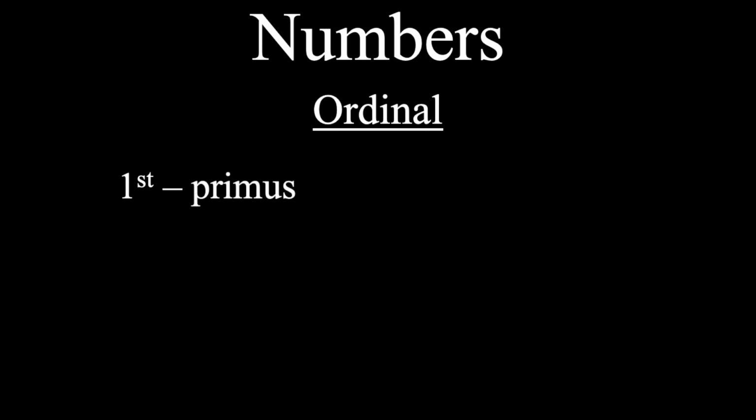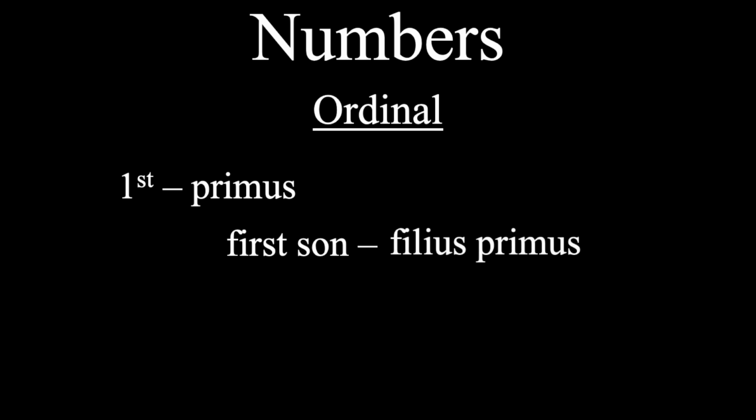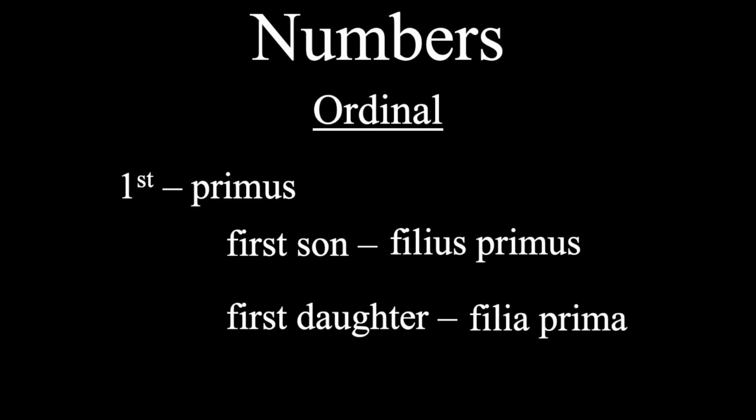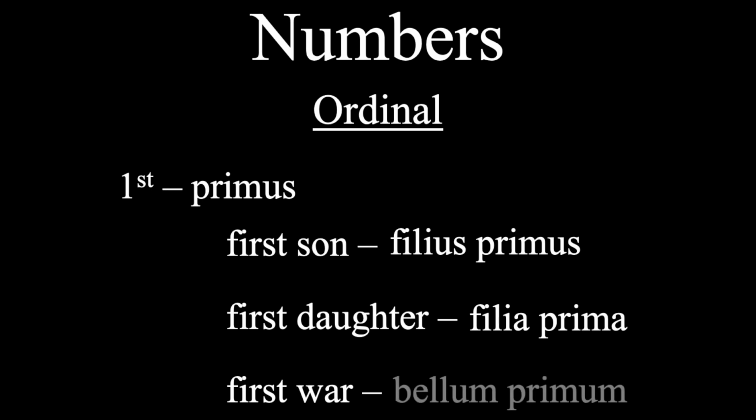Okay, now it's time to move on to the ordinal numbers. As we said before, those are the numbers that tell us where something is in a sequence, an order, or a ranking. We'll start out with the number for first, which is primus. Now, ordinals work as completely normal adjectives in Latin. So if you wanted to say first son, you'd say filius primus. First daughter would be filia prima. If you wanted to say first war, you would say bellum primum, with bellum being a neuter noun.